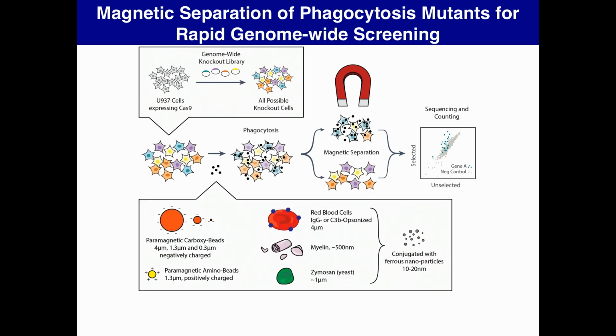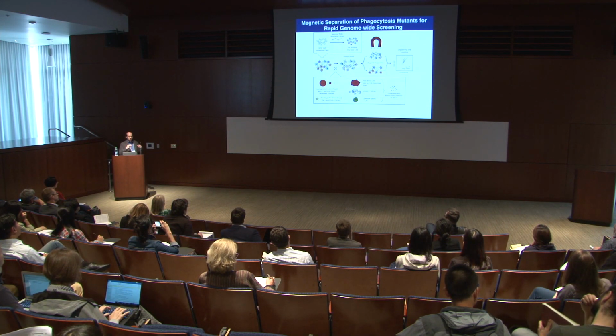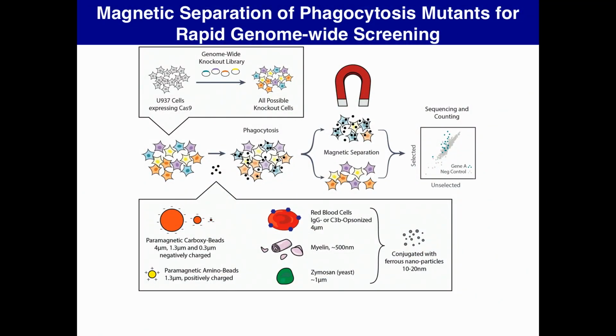But the neat thing about this technique was, not only can you feed cells beads of different types, different sizes, different charges, different shapes, actually, but you can then magnetize many different other particles. So you can take these magnetic nanoparticles, cross-link them onto red blood cells, myelin, thymosin, protein aggregates, and things, and then compare the requirements for uptake of these different particles using the exact same system.